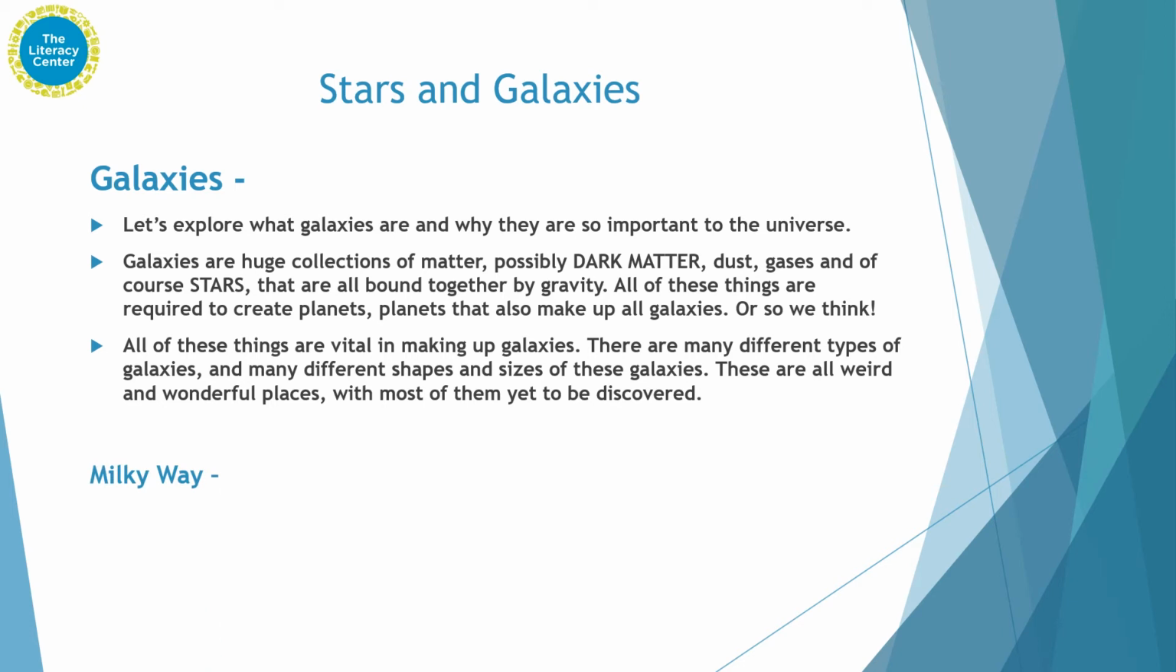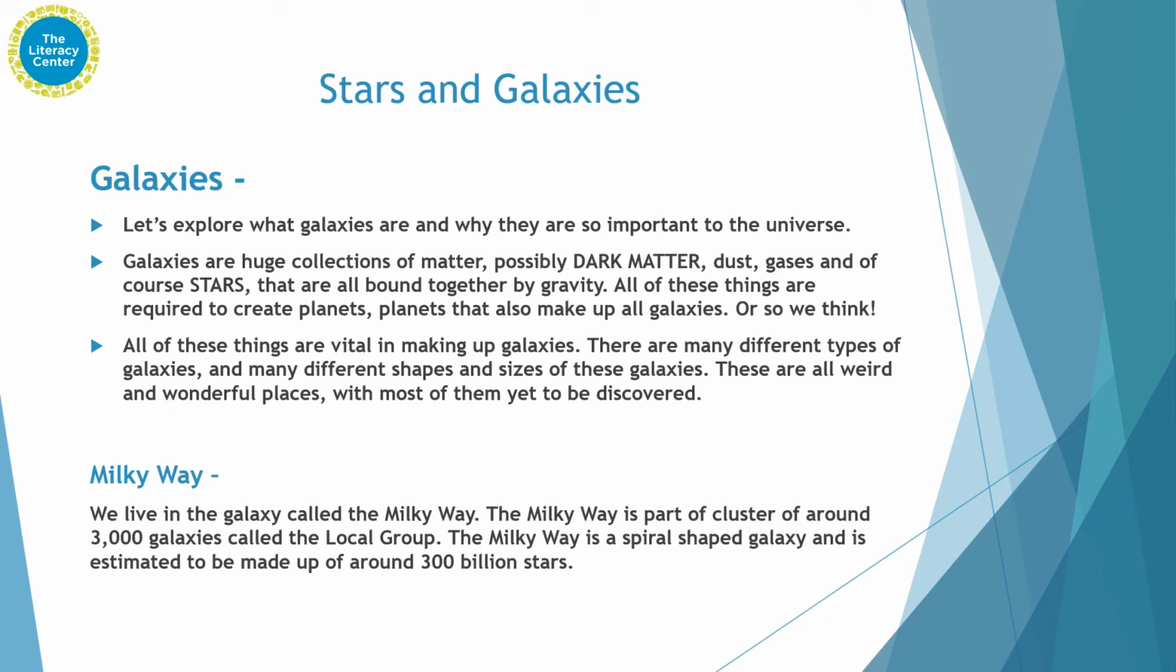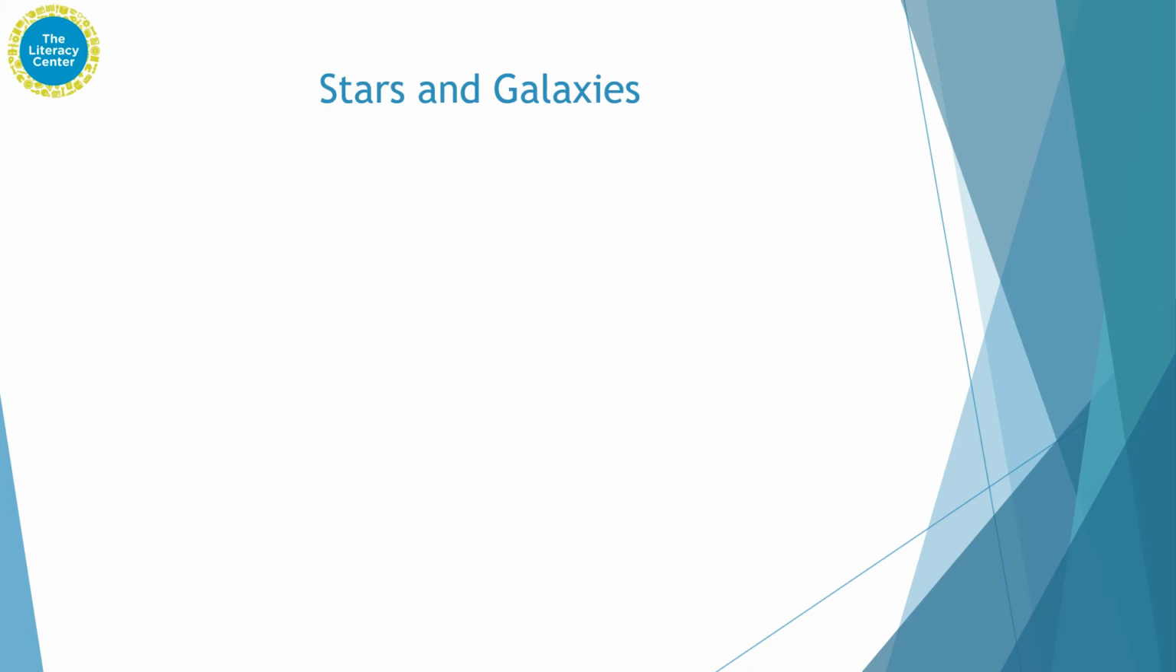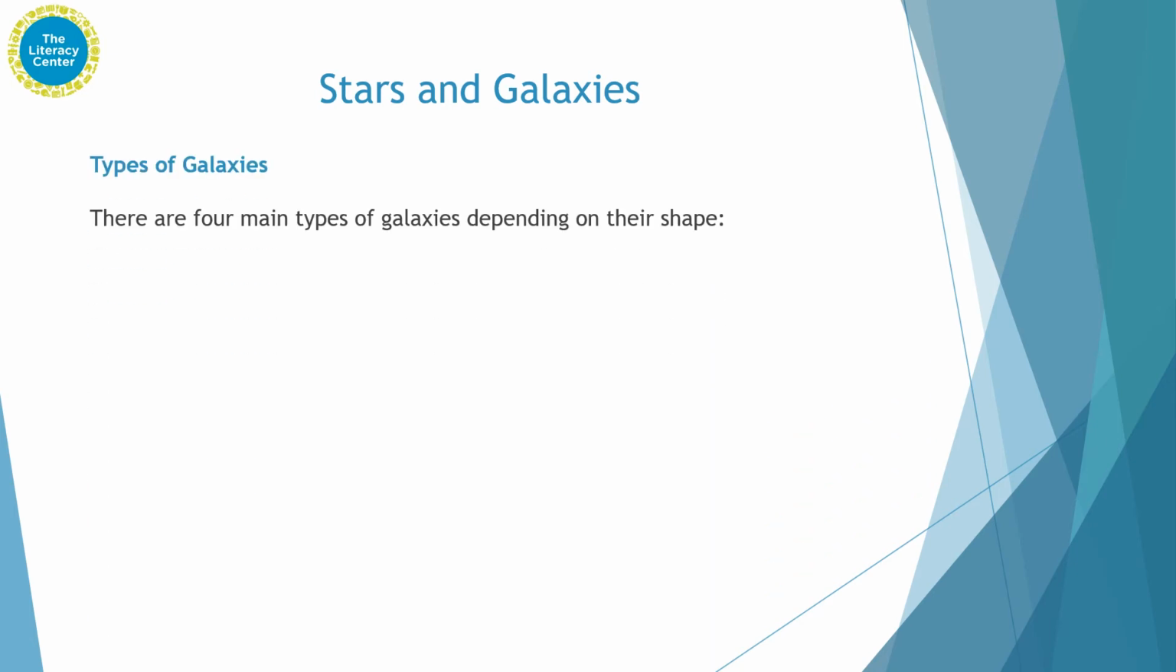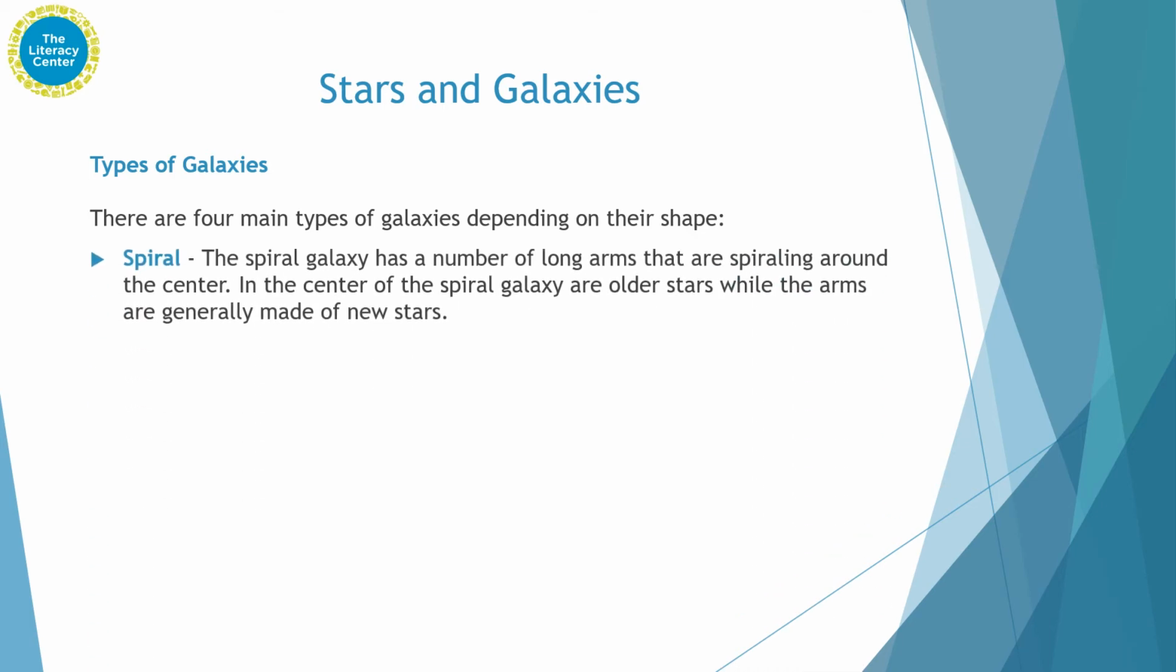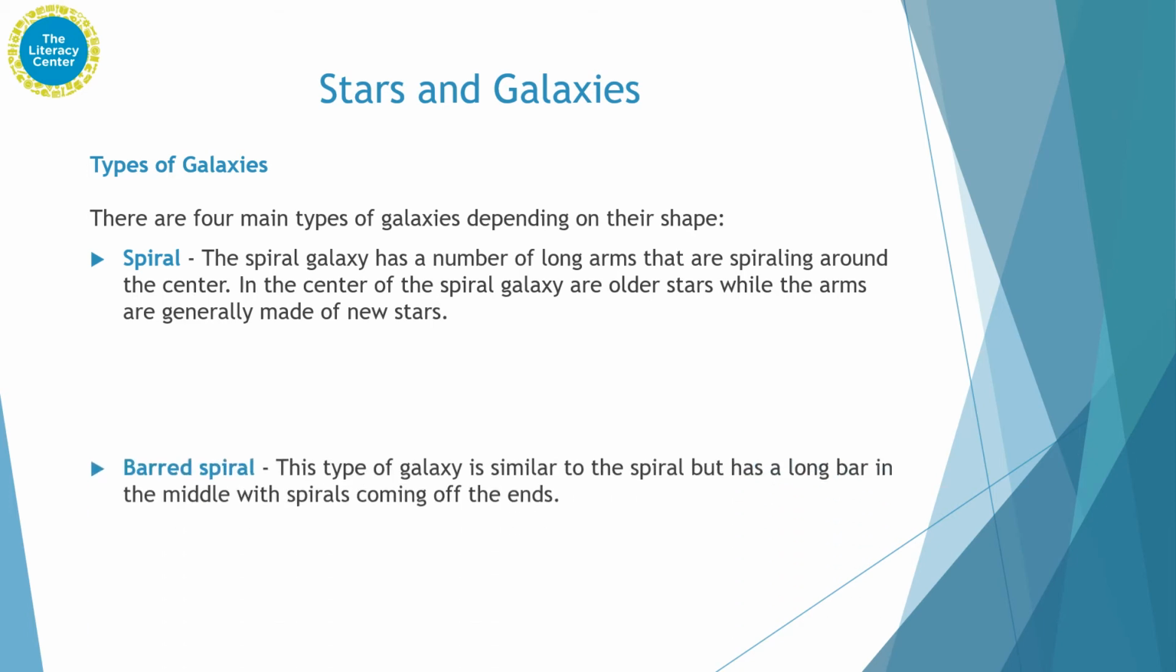And we all know about the Milky Way, right? We live in the galaxy called the Milky Way. The Milky Way is part of a cluster of around 3,000 galaxies called the local group. The Milky Way is a spiral-shaped galaxy and is estimated to be made up of around 300 billion stars. When we talk about the galaxies, we also know that there are 4 main types of galaxies depending on their shape. First, spiral. The spiral galaxy has a number of long arms that are spiraling around the center. In the center of the spiral galaxy are older stars, while the arms are generally made of new stars.